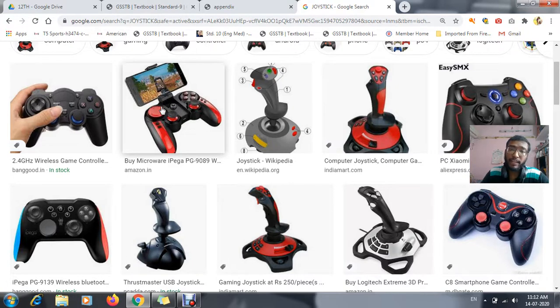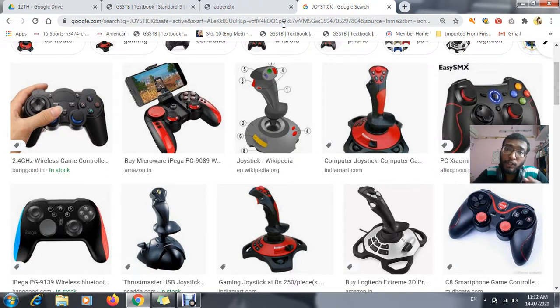Why? Imagine we are playing any kind of game. If I want a particular person to move towards the left side, I will be clicking on the left button of my joystick. If I want that person to move to the right side, I will be clicking on the right button of my joystick. This is the best example of an input device.